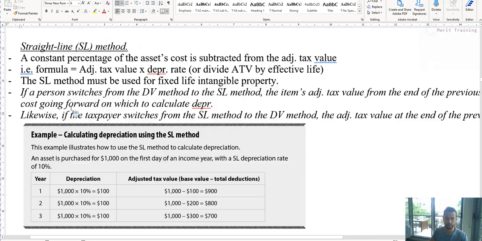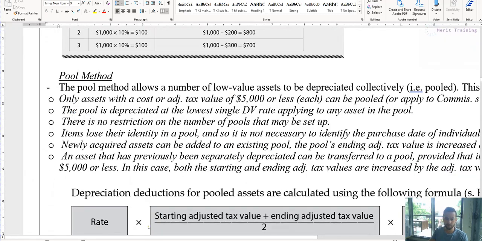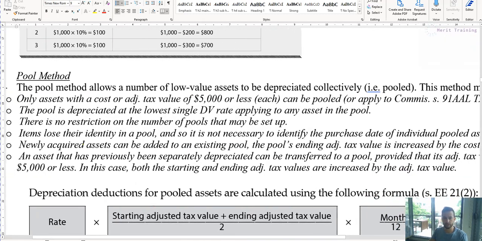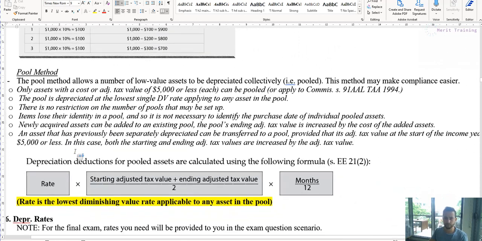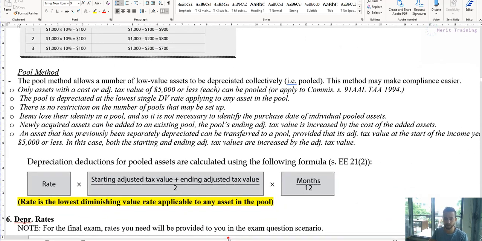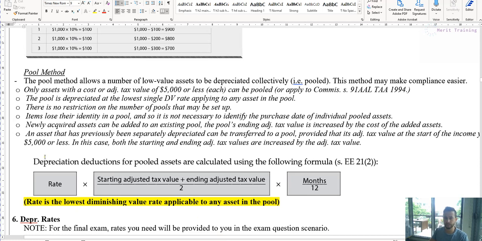Okay, so let's move on to the pool method. So the pool method is basically a means of reducing compliance, especially for small business. And what it means is any asset, whether it's low cost or low value, can be just grouped into this single pool. It means you don't have a depreciation register of 1,000 items, which are worth like $5 each, which won't be fully depreciated until another couple of years away. So what you can do is with all those items, which either have a low value or low cost, just put them in this pool.